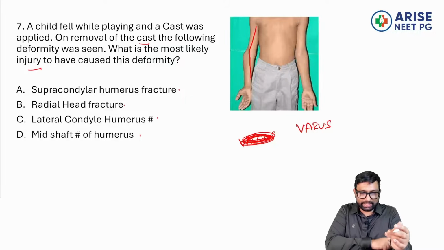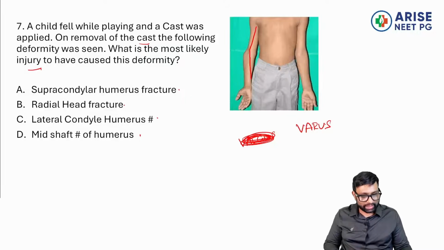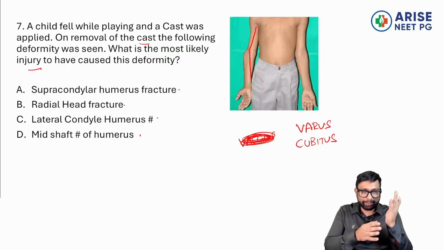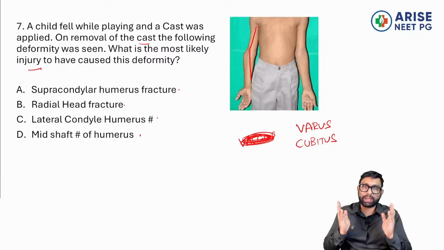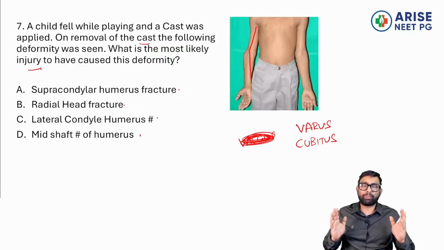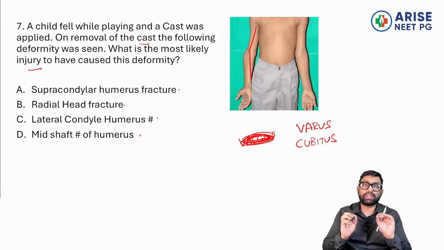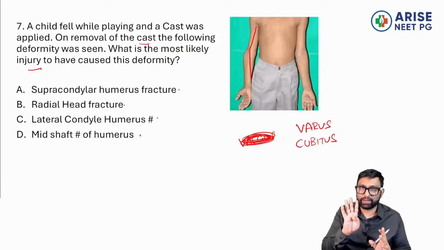If it happens at the elbow, it is called cubitus. Do you agree? So this is cubitus varus deformity. If it happens in the wrist, it is called manus valgus or manus varus. If it happens in the hip, it is called coxa vara or coxa valga. If it happens in the knee, it is called genu valgum or genu varum.